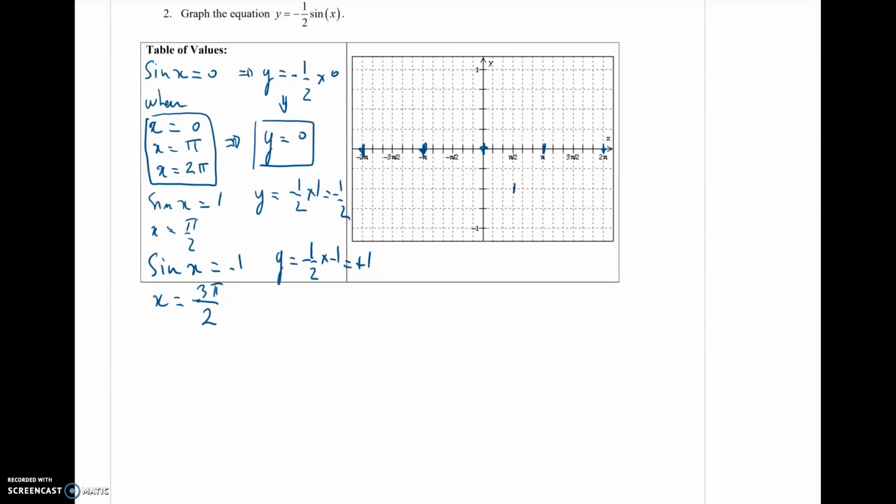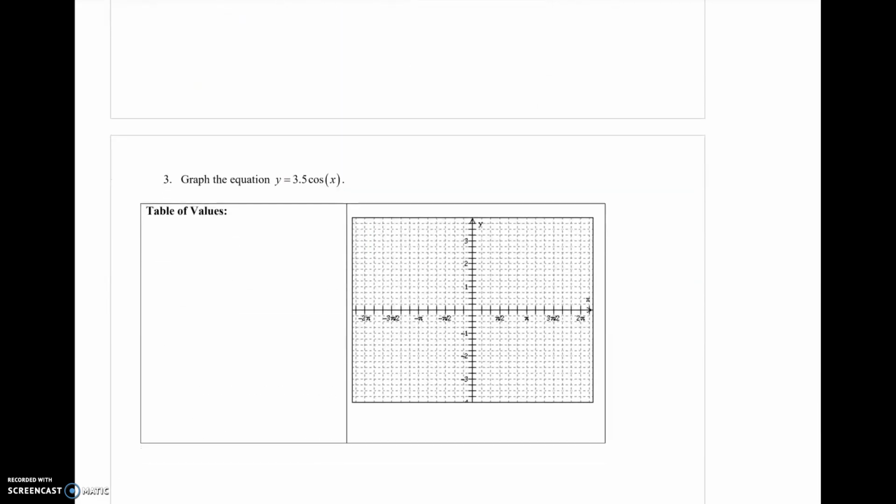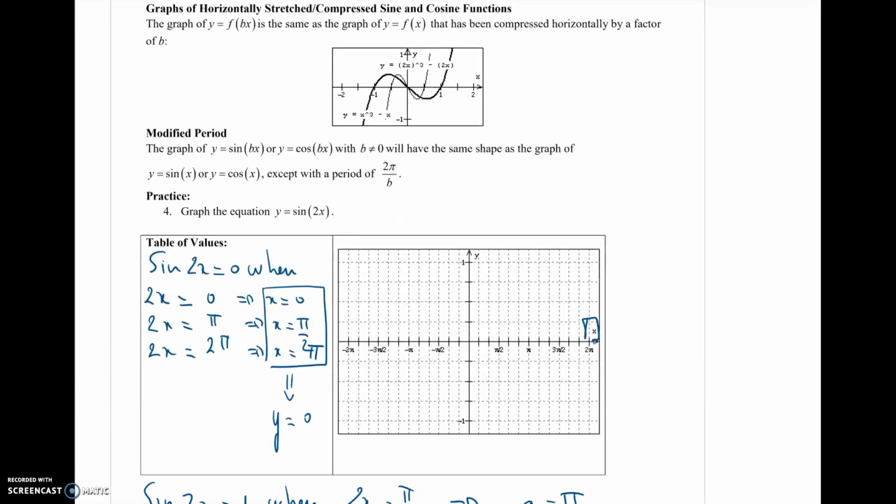At pi over 2, I'm supposed to be here. So I know almost instantaneously that when x equals 3 pi over 2, I will be at +1. And this is what I knew right away. So I let you finish to graph this y equals -1 over 2 sine x. And I let you finish by yourself y equals 3.5 cosine x, and you will have to write every single step. All right, graph horizontally.